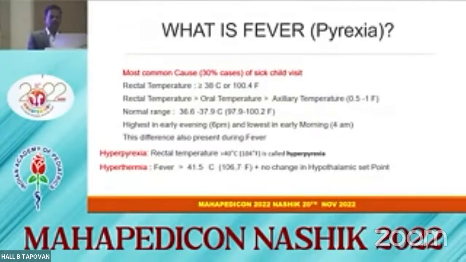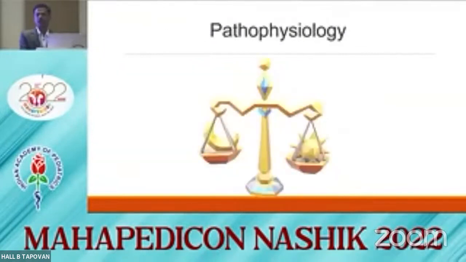We know hyperpyrexia means rectal temperature more than 40 degrees Celsius, while hyperthermia is fever more than 41.5 degrees Celsius, with the important point that there is no change in the hypothalamic set point. So it is due to a change in the environment. If the patient is in a very hot environment, then the patient may be hyperthermic.